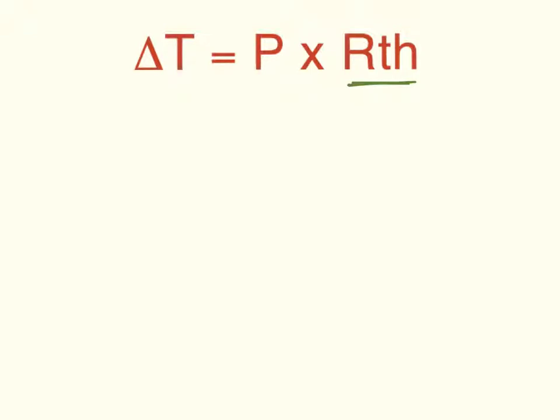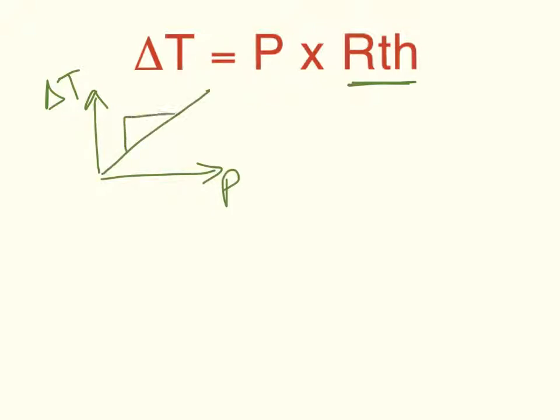You can imagine that just like Ohm's law relates a change in voltage to a change in current, Fourier's law relates the temperature change to the power change, and it's a linear relationship. And the slope here is the thermal resistance. So you can tell that these are really, really similar as far as the math of them.